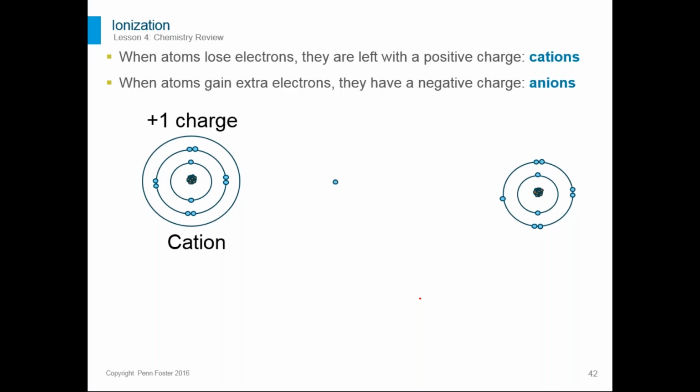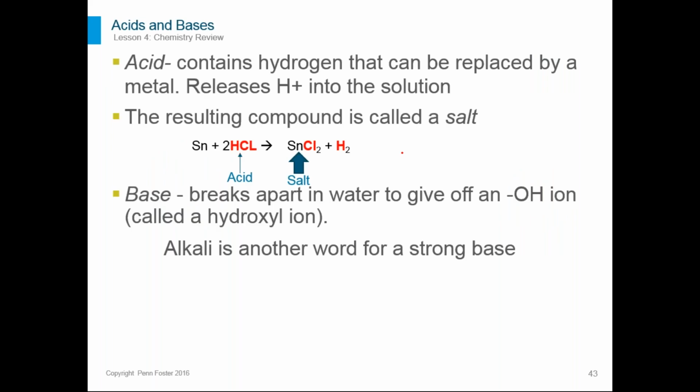When an atom loses an electron, it's left with a positive charge, and it's called a cation. This one on the left lost an electron. The one on the right gained an extra electron, so now it's called an anion. So cations have lost an electron. Remember, electrons are negative, so if they lost something negative, they've become positive. So cations are positive. Anions have gained an extra negative charge, so they're negative. Okay, so that's all an ion is.